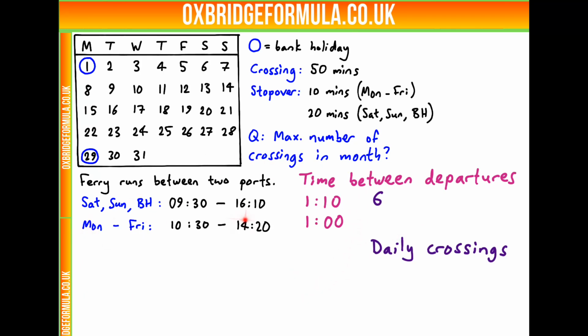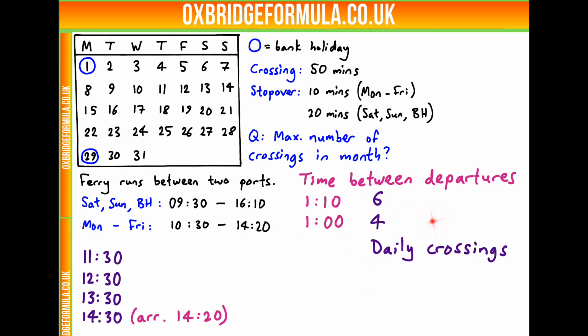And now for Mondays to Fridays, if it's 1 hour between departures and we're starting at 10:30, let's do the same thing again. So after 1 crossing, we'll be at 11:30 by our next departure, then 12:30, 1:30, 2:30. But our time only goes up to 2:20. But let's think about what we did last time. If we take off the final 10 minutes of stopover from the last journey, this is going to arrive at 2:20, and indeed this falls within our time frame. So we can confirm that we get 4 journeys in every day, Monday to Friday.